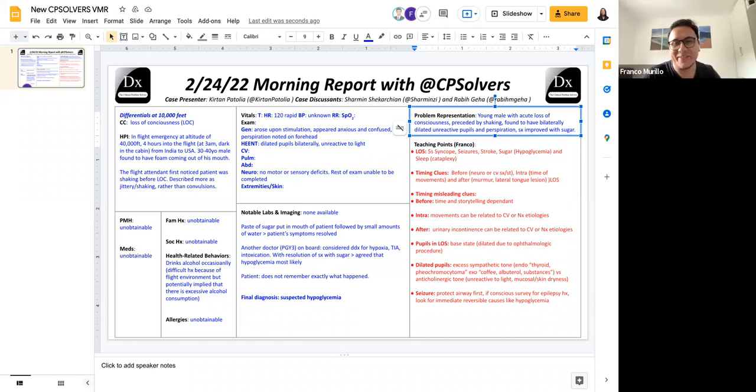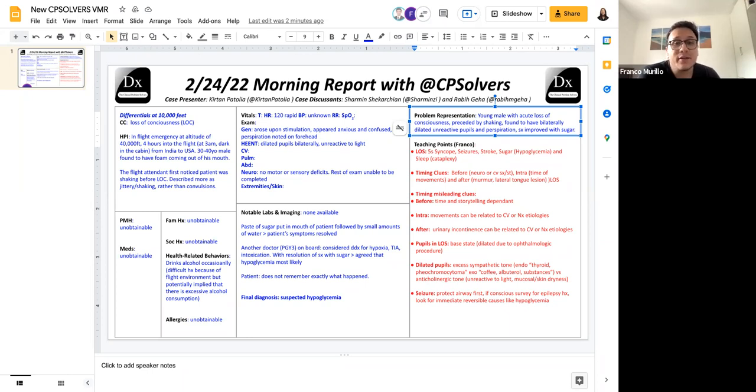I love the case. I love everything of this session. So let's go for teaching points. First, we listened to an amazing approach for LOC, and we learned about the 5 S's: syncope, seizure, stroke, sugar, meaning hypoglycemia, and sleep in some conditions like cataplexy. Then we learned that a good approach is to frame timing clues. Before: whether there were any prodromal neural or cardiovascular signs and symptoms. Intra: the timing of the movements. And after: if you hear a murmur or if there is a lateral tongue lesion during the LOC.